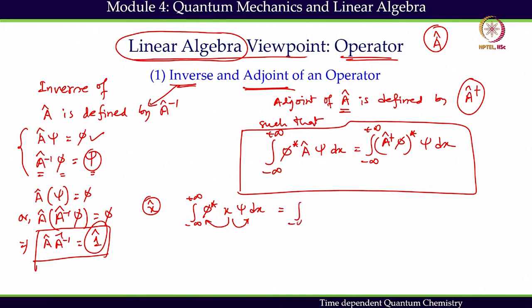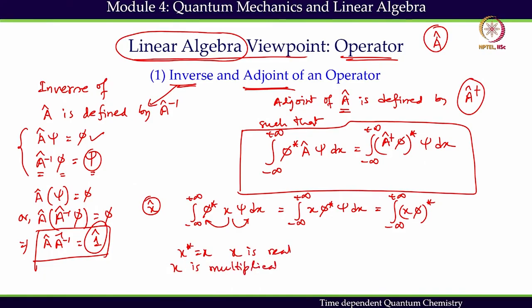So I can place x conveniently here, and it is the same value because it is a multiplication operator. And x is real, so I can also write x phi whole star, because x star equals x. Then psi dx. You see, this form is equal to this form.